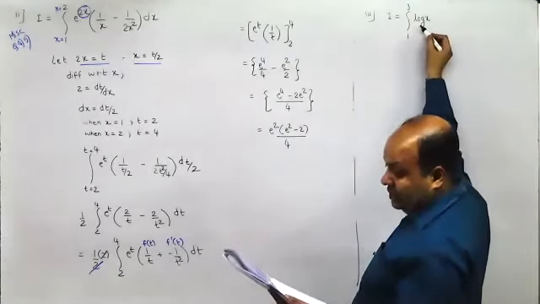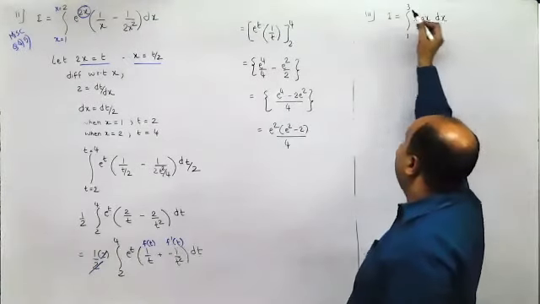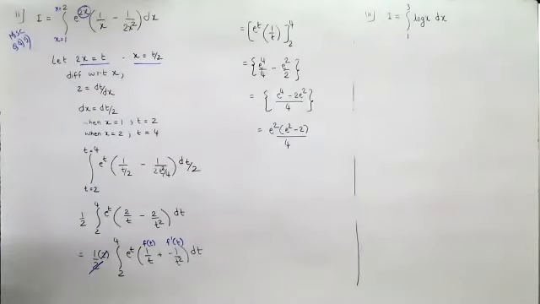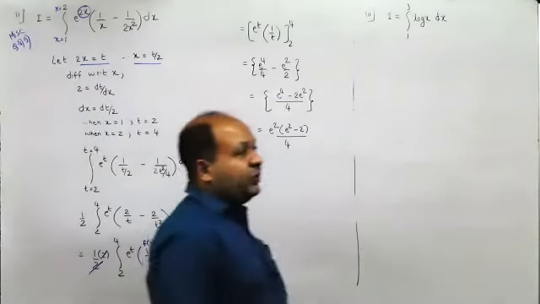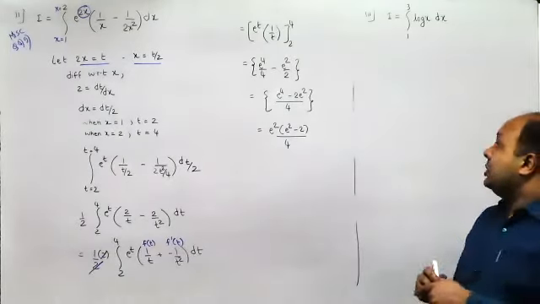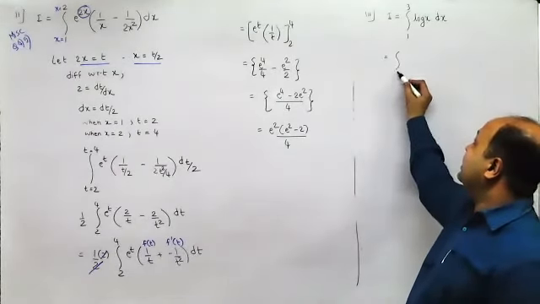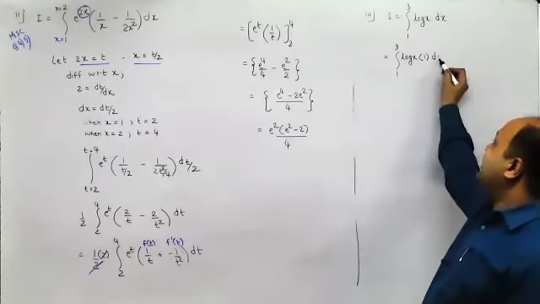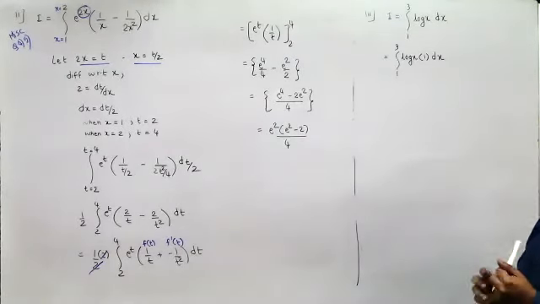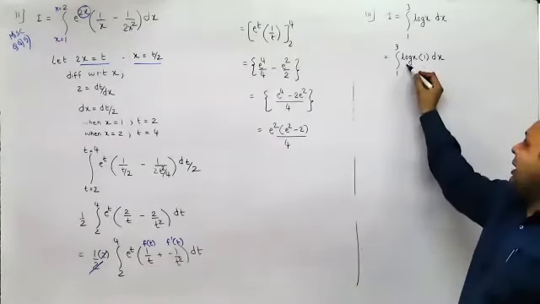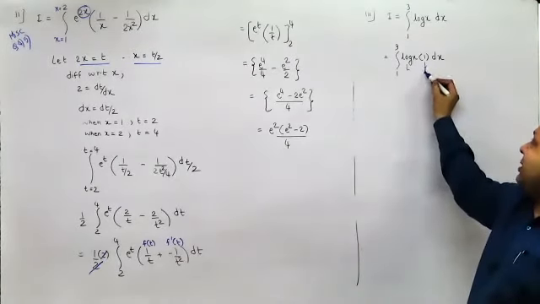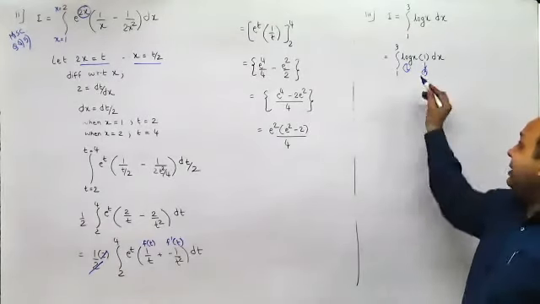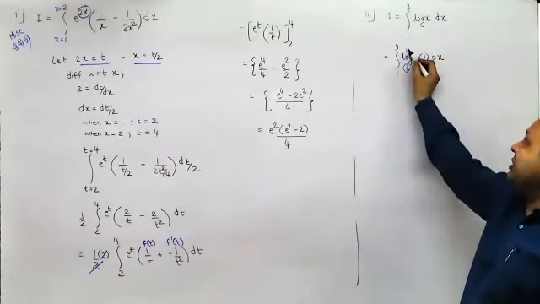The third question is integral of log x dx. Whenever log appears alone, you have to multiply it with 1 and then use the formula u into v. So here, this would be log x into 1 dx, and then solve it by u into v. This is logarithmic, this is algebraic. L comes before A in ILATE, so this is u and this is v.